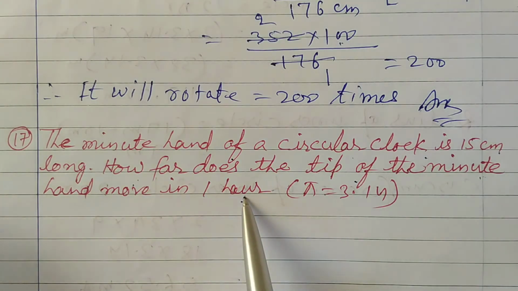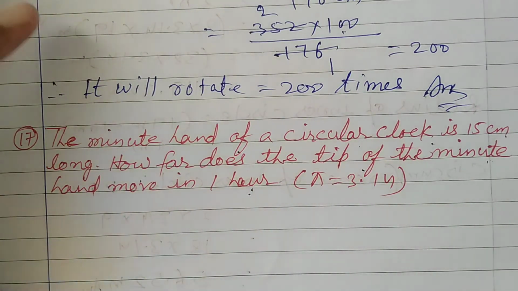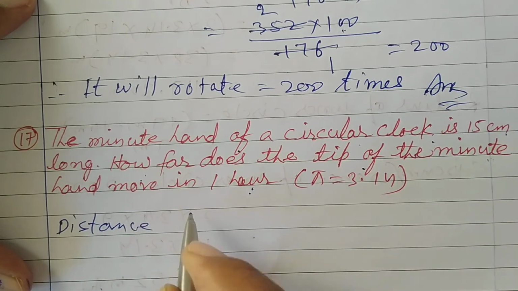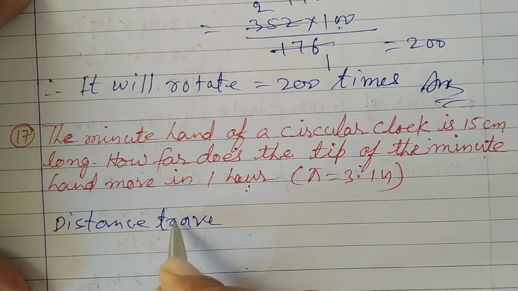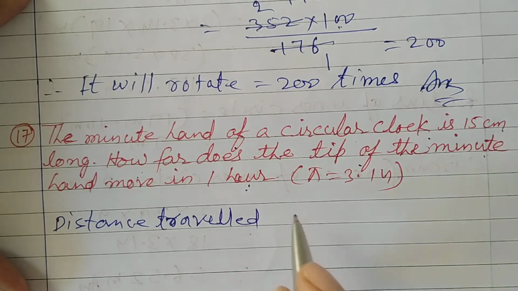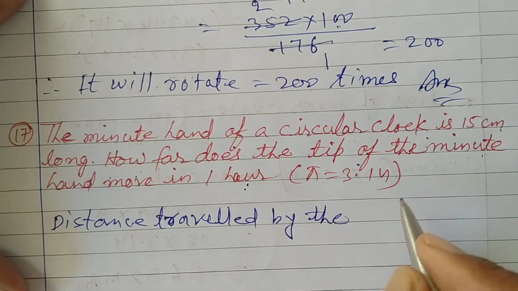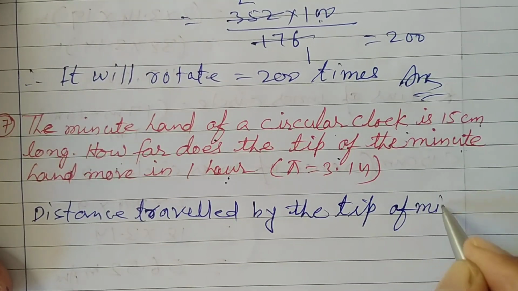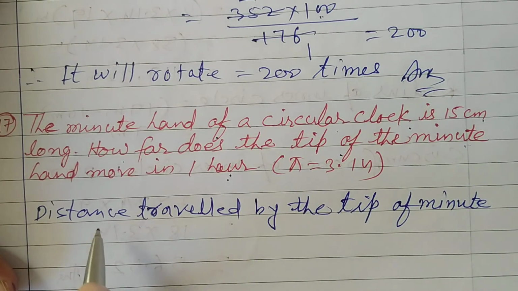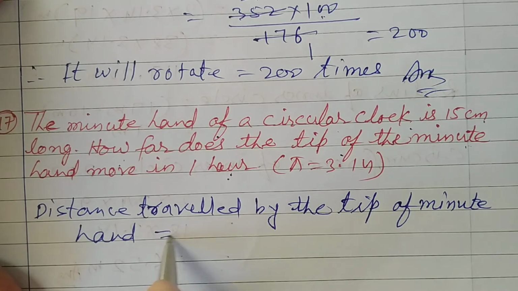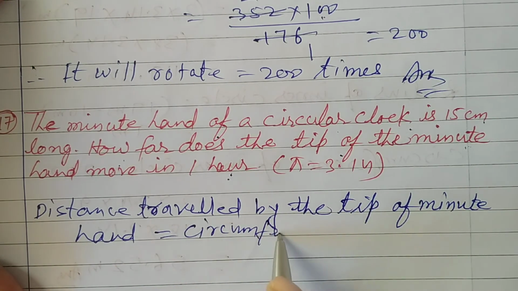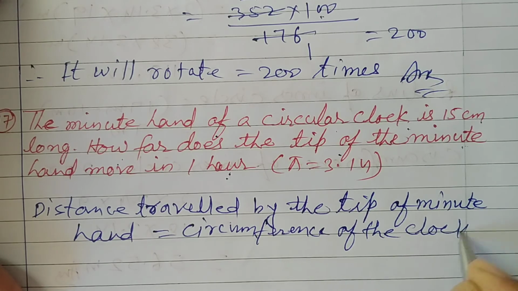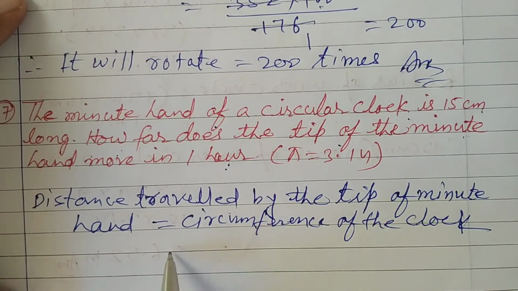Okay, so first we write the distance traveled by the tip of minute hand equal to the circumference of the clock. Okay, the circumference of the clock is given by 2 pi r. This is the formula.